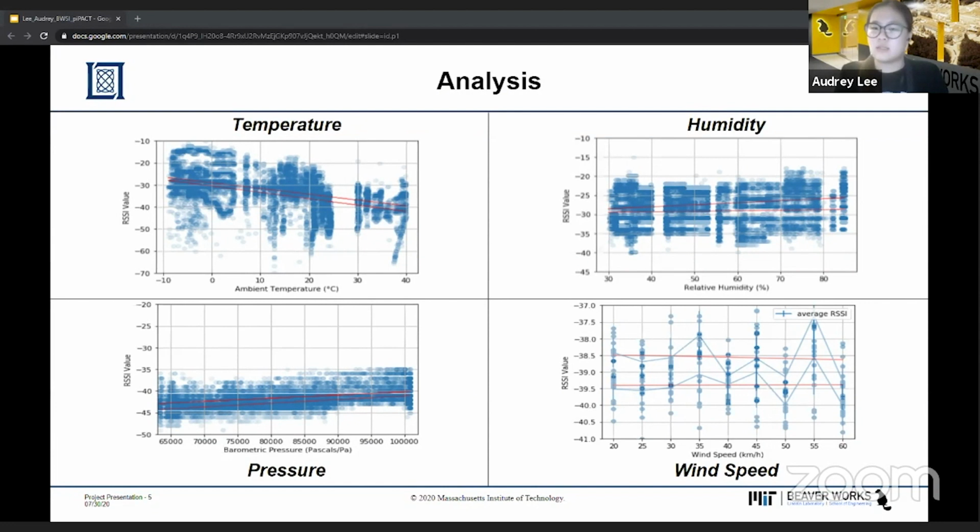But there's, again, something important to note with the wind speed data, which is that the variation in average RSSI values seems to increase as wind speed increases. You can see that the variation from 50 kilometers per hour to 60 kilometers per hour is definitely greater than from 30 kilometers per hour to 40 kilometers per hour. Again, this may be the result of the natural variation of RSSI, and it may not even be significant because all of these values ended up fitting within a margin of error of 0.05%.